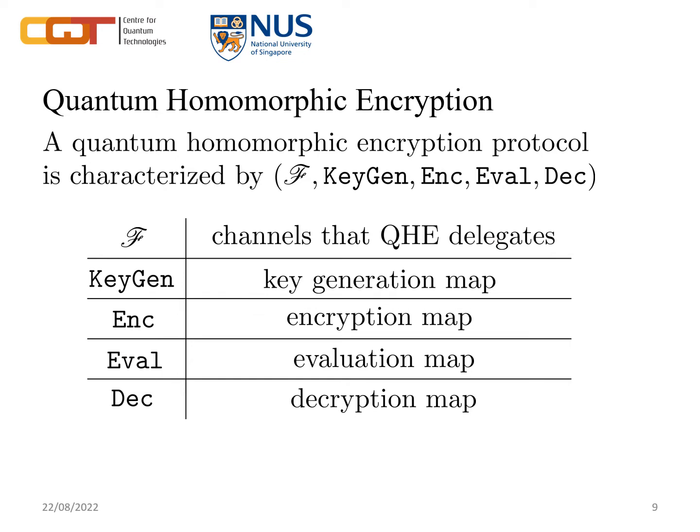Now we summarize elements of quantum homomorphic encryption here. The quantum homomorphic encryption is characterized by the set of channels that this quantum homomorphic encryption can delegate, denoted by script F, and the key generation, encryption, evaluation, and decryption maps, denoted by KeyGen, Enc, Eval, Dec, respectively.